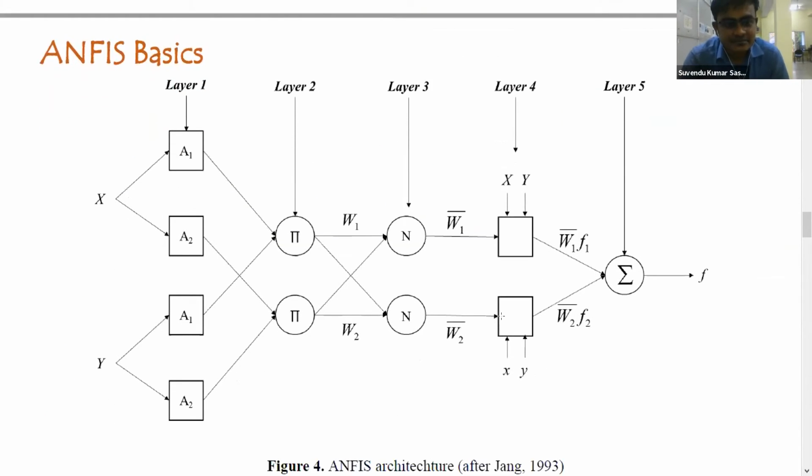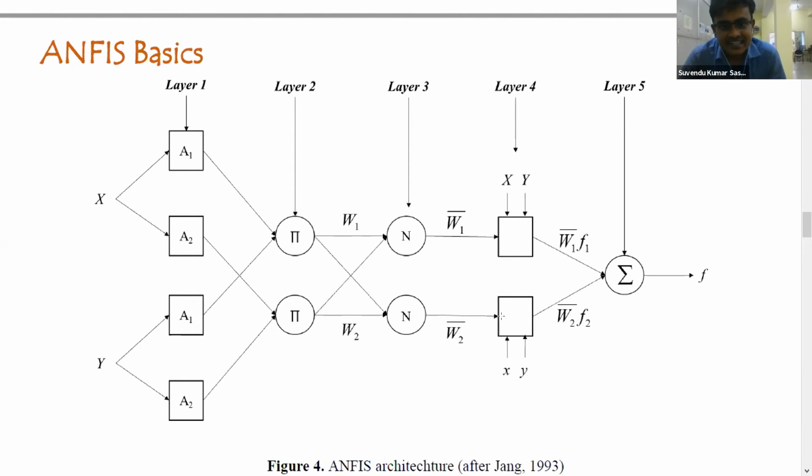In ANFIS, there are 5 layers where X and Y, the starting, are inputs. Layer 1 is the membership function layer. The membership function is an innovative procedure to determine the involvement of each input parameter. It was first introduced by L.A. Zadeh in 1965 in his first research paper, fuzzy sets.